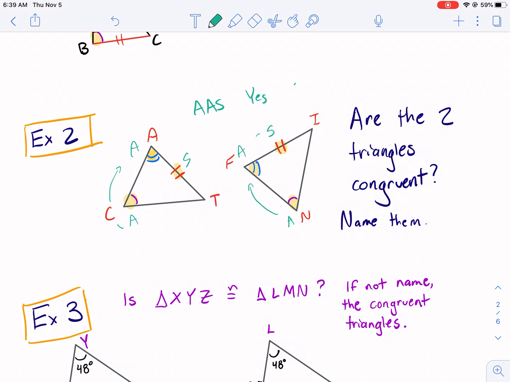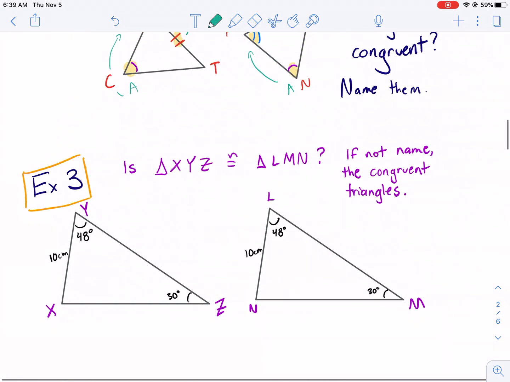So we go purple, triangle CAT is congruent to, the purple angle for the other triangle is N, and then the blue angle is F, and then we go to I, and FI. So triangle CAT is congruent to NFI. Example 3, and this is our last one, is triangle XYZ congruent to LMN?